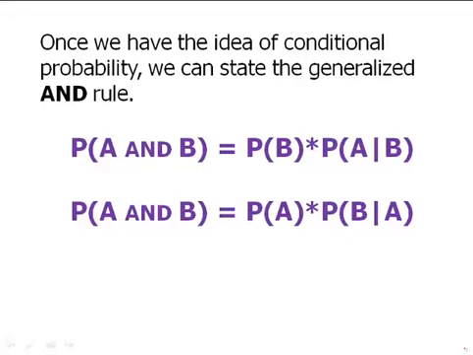Now we're no longer multiplying simply the probability of A times the probability of B. That was the simple AND rule. Now when things are not independent, we have to use these more generalized AND rules. I realize these are scary looking formulas. In the next video, I'll show how to apply these.